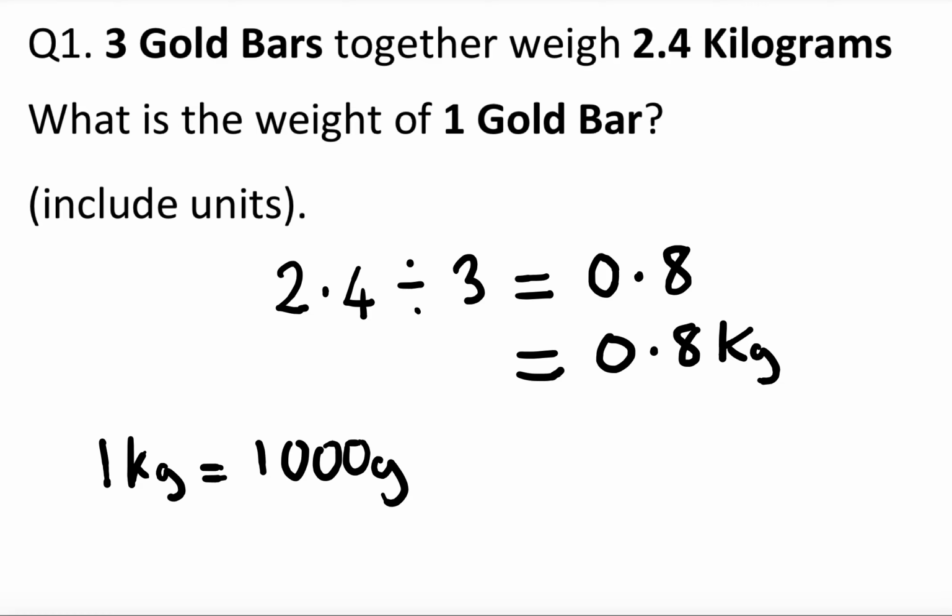grams. So in grams, we just need to move the point 1, 2, 3 times to the right. So you could say it's 800 grams. 0.8 kilograms or 800 grams.